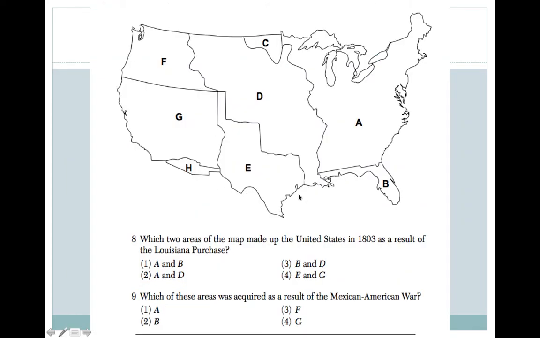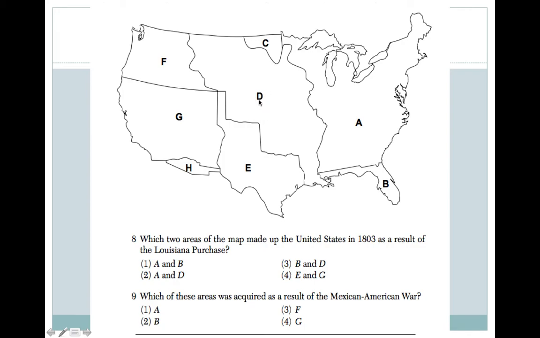So the next one, same regions. So they go to question 8 and 9 in the same regions. Which 2 areas of the map made up the United States in 1803? So as a result of the Louisiana Purchase. So if you know where the Louisiana Purchase is, we said kind of looks like a butterfly right here. So we know that this D is part of the Louisiana Purchase.